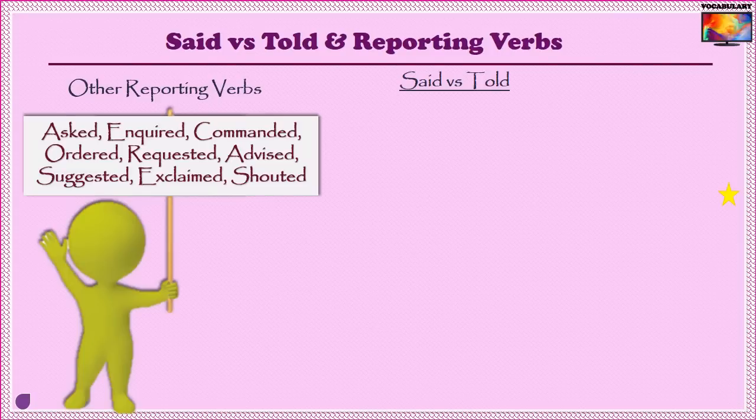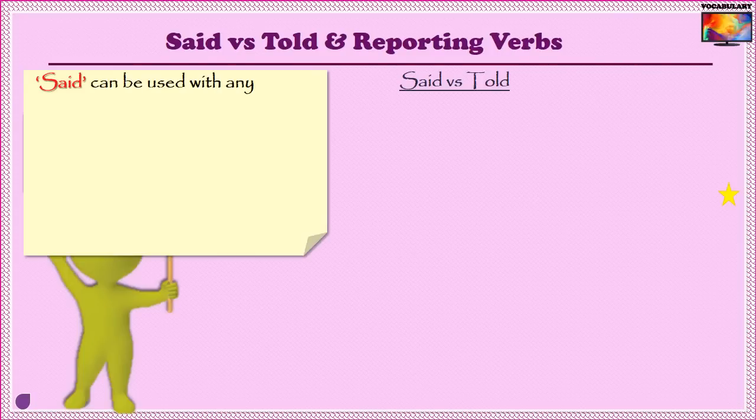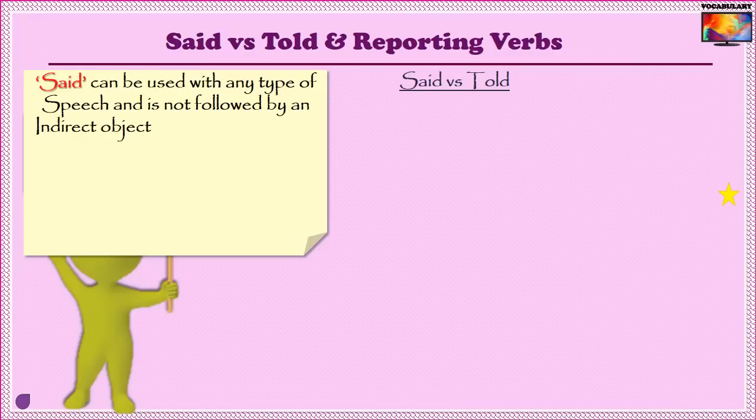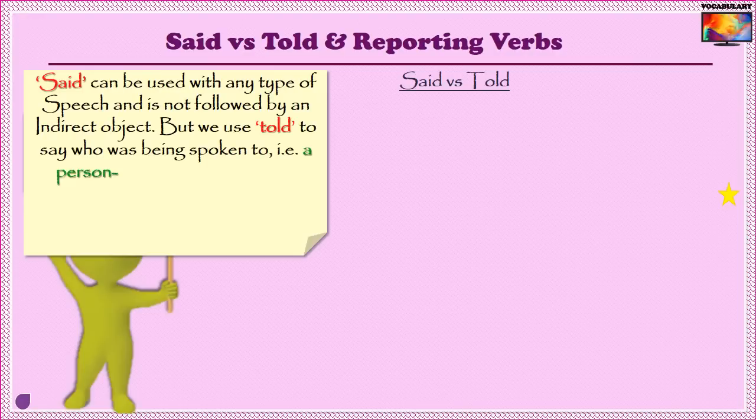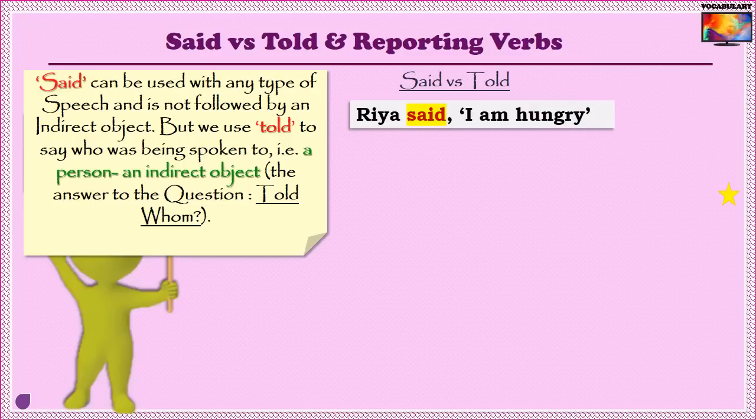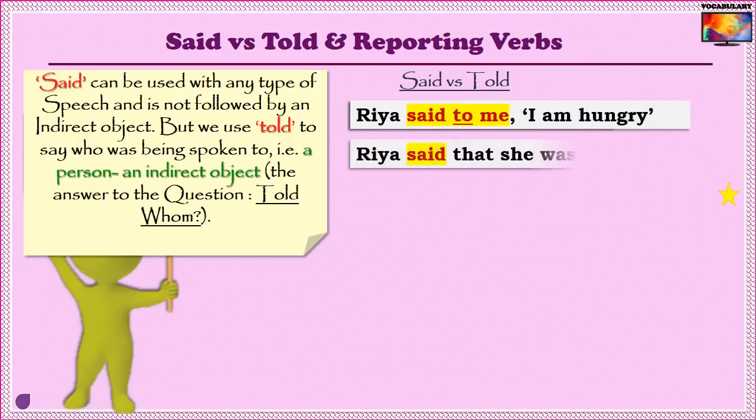their usage. Said can be used with any type of speech and is not followed by an indirect object. So the three sentences, Riya said, "I am hungry," Riya said to me, "I am hungry," or Riya said that she was hungry, are correct. But you can't say, Riya said me, "I am hungry." You must put the preposition to in between.